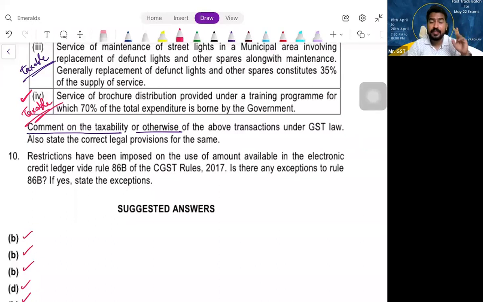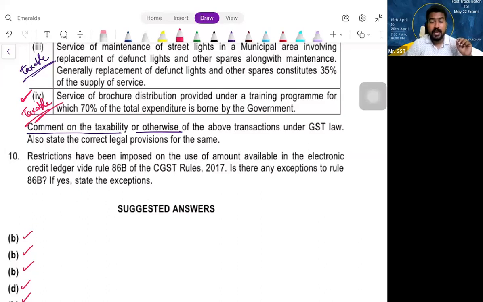Next, a person who has paid more than 1% of the taxable value in cash. In the current financial year, till date, he has already discharged the tax liability of more than 1% in cash. Then for him, this Rule 86B is not applicable.